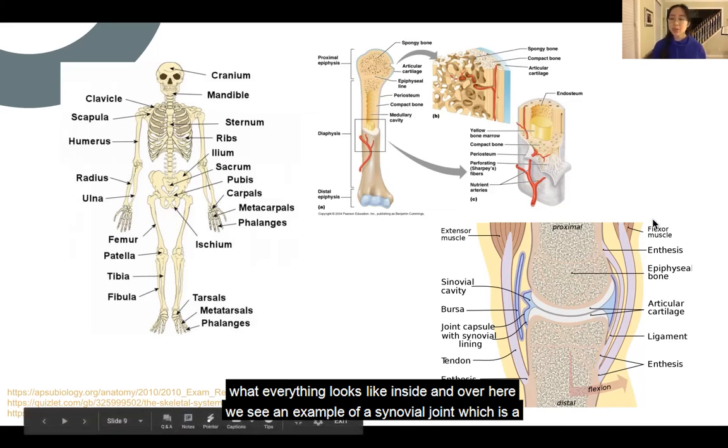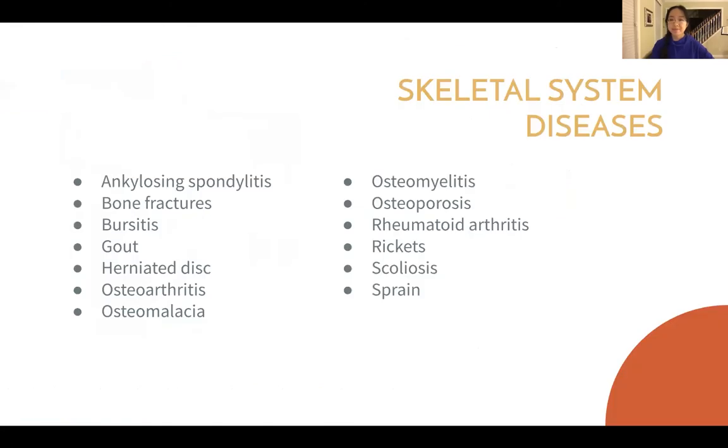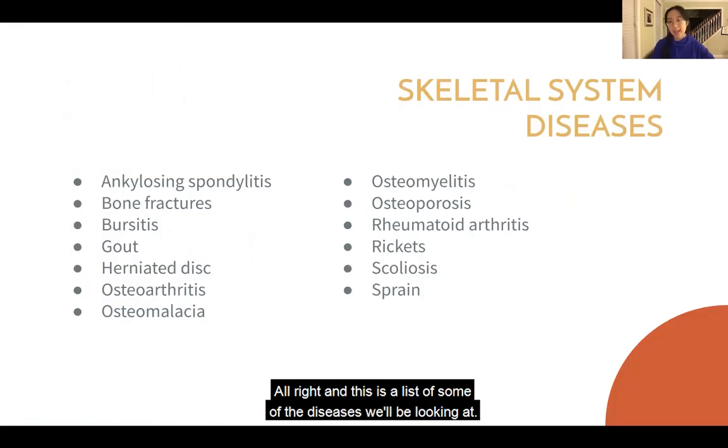And over here, we see an example of a synovial joint, which is a kind of joint where you have a fluid-filled capsule within the joint. All right, and this is a list of some of the diseases we'll be looking at.